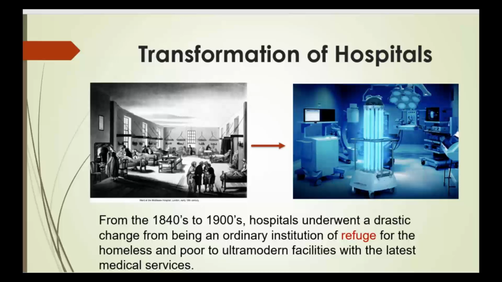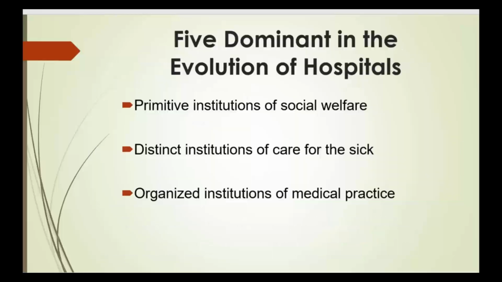All right. So the first one is primitive institutions of social welfare. The almshouses pretty much provided food and shelter to the poor. And then we had the pest houses that were used to quarantine people with contagious diseases, such as smallpox and yellow fever.